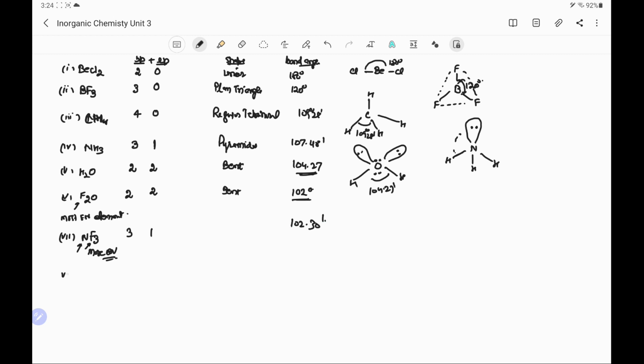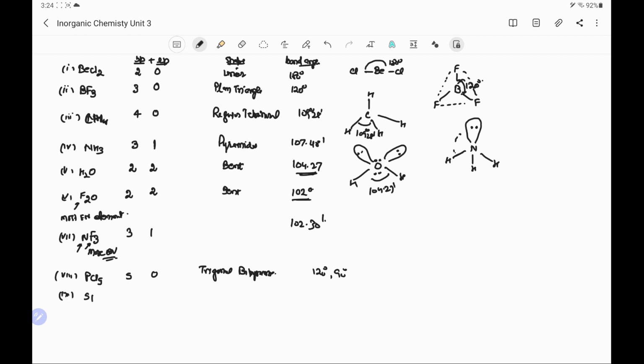Similarly, if we take PCl5, here it will have 5 bond pairs and 0 lone pairs, and it will have the shape trigonal bipyramid, and the bond angles will be 120 degrees and 90 degrees. This is the regular shape. And distortion occurs when there is a lone pair.